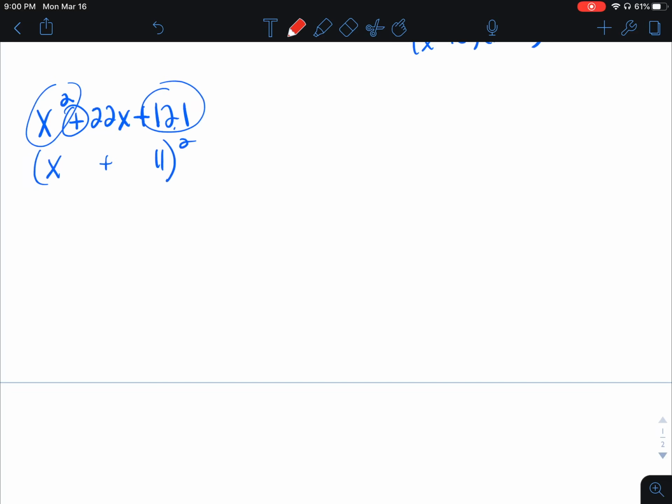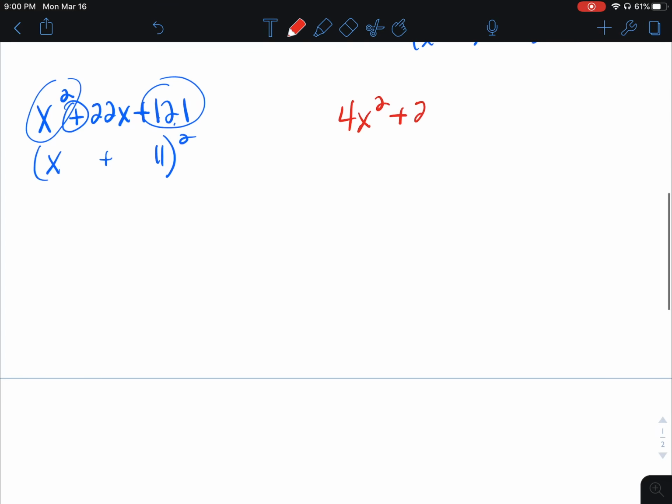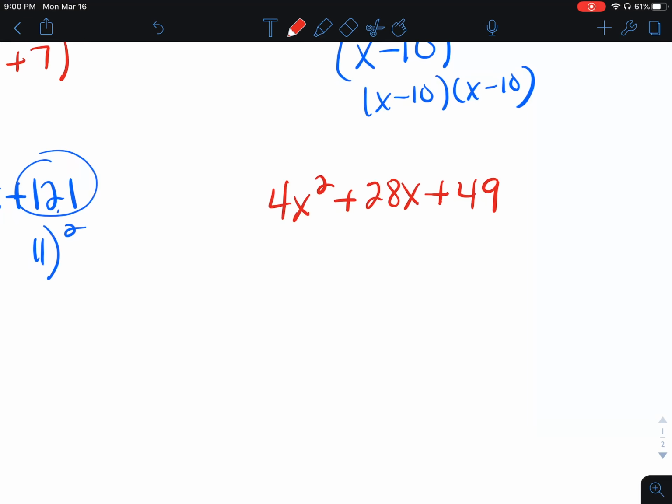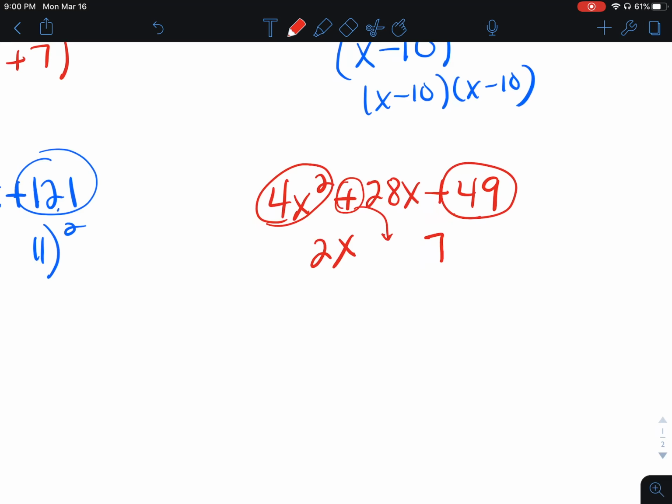So let's say I give you 4x squared plus 28x plus 49. So again, you're looking at the first term. We look at the first term, which is this 4x squared, and we look at the last term, which is 49. Square root of 4 is 2. Square root of x squared is x. Square root of 49 is 7. Again, we look at this first sign, and that tells us what's going to go in between. And that's it. That's factored. So this is actually really, really simple.